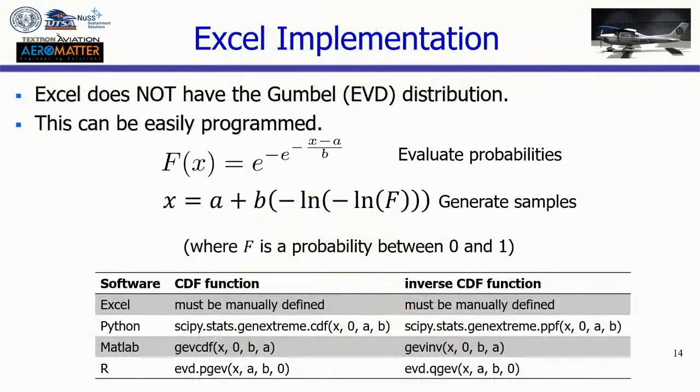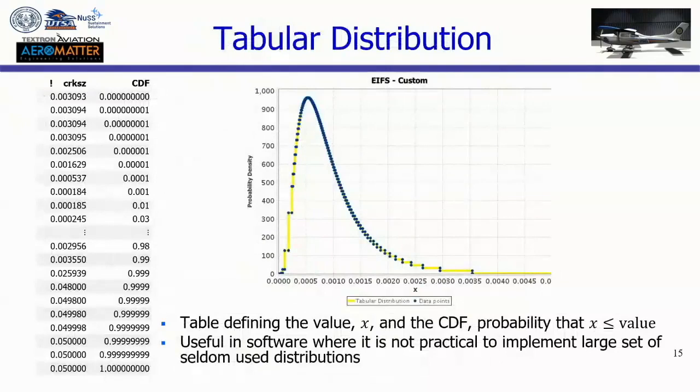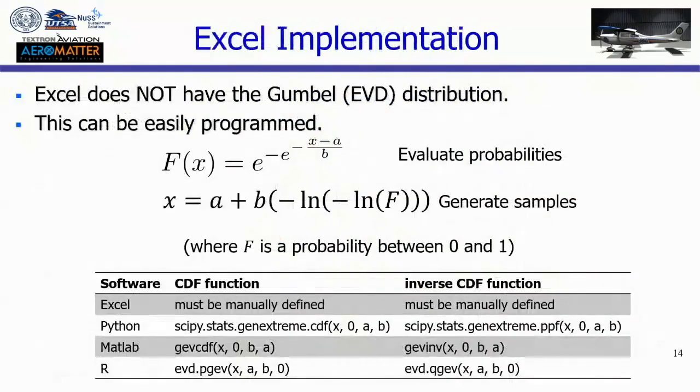So Excel does not implement either the CDF or the inverse CDF for the Gumbel distribution. You can enter those manually. They're closed form equations and easy to do. Python, MATLAB, and R, you generally use what's called a generalized extreme value distribution, and you set the shape of it to 0. So you see the 0 parameter in all of these. And one last note, for R, you have to get a new package. It's not included in the stats module.